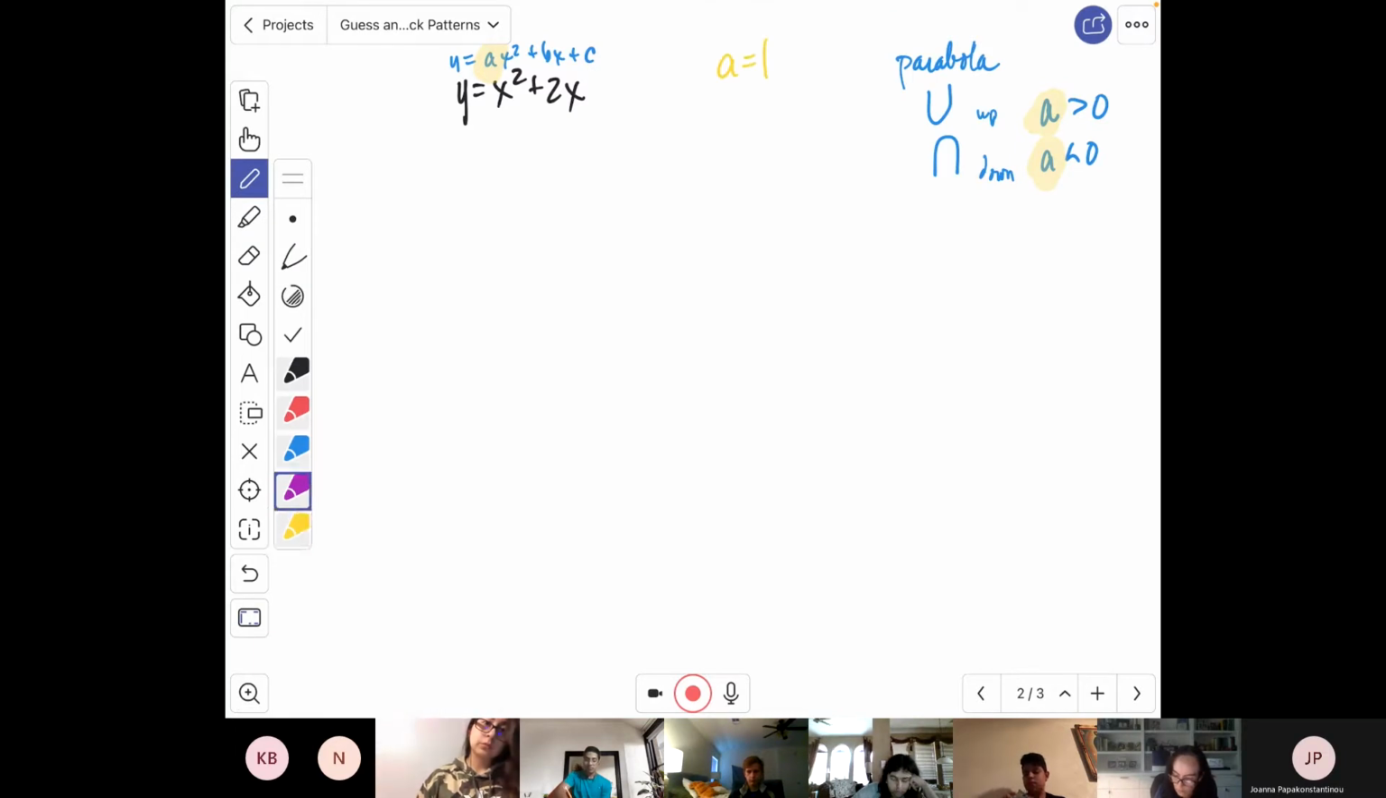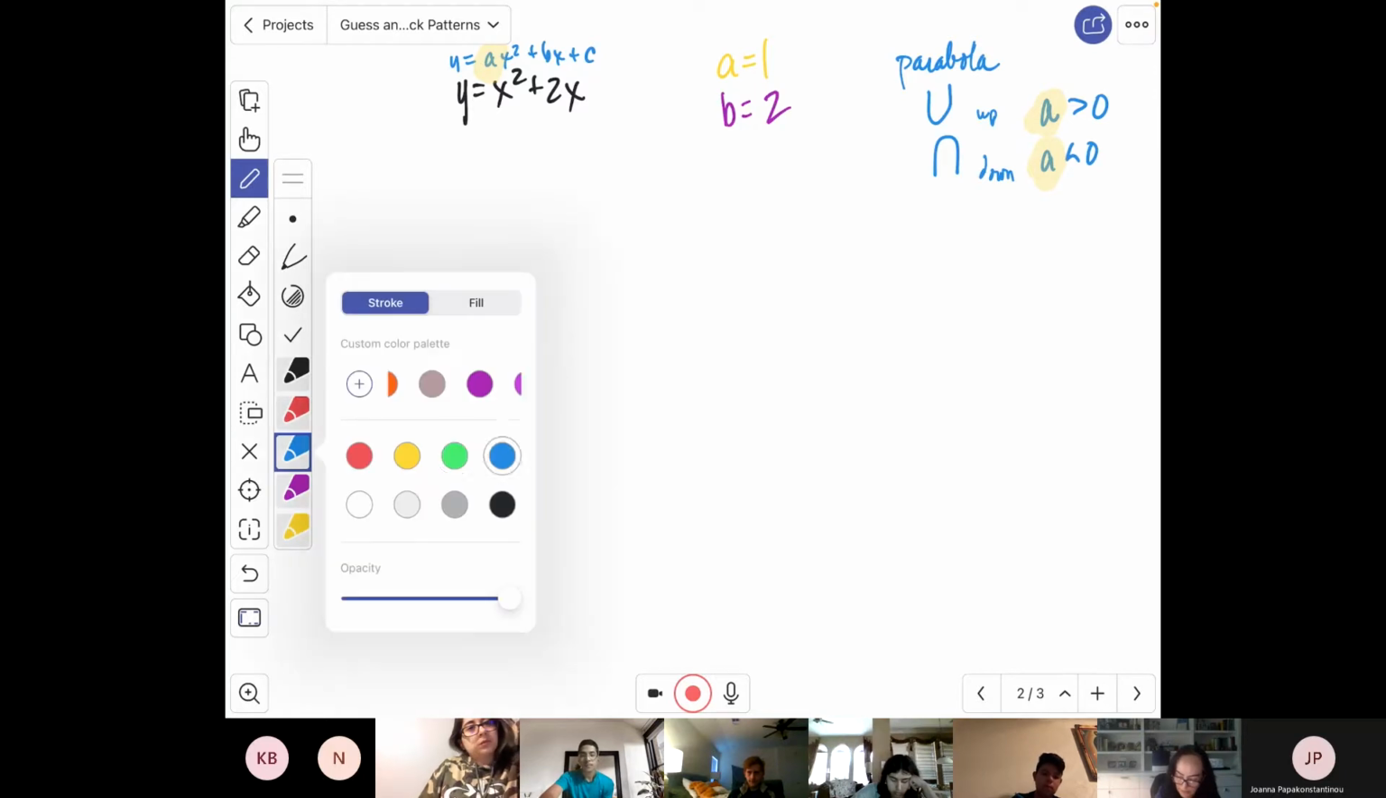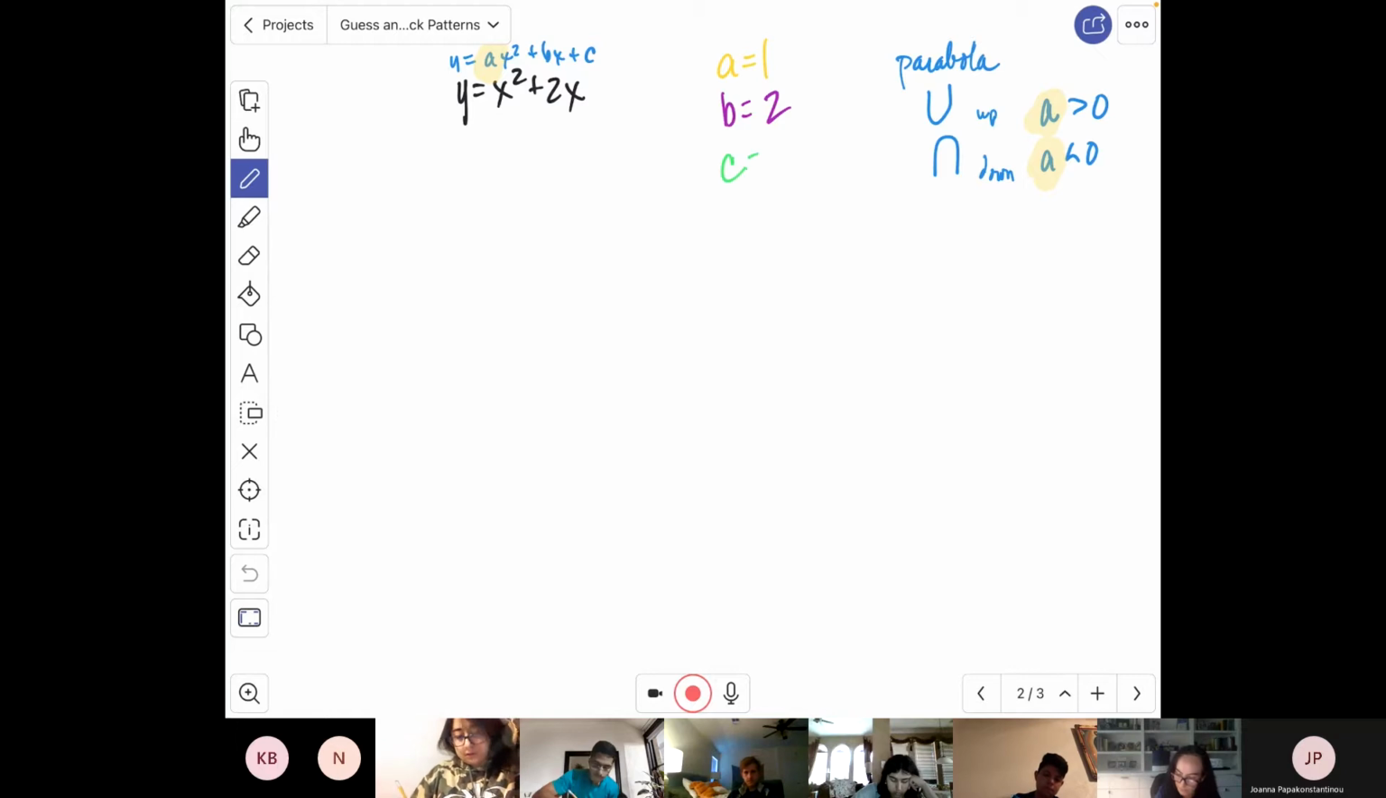B is what? In this equation? What's B? 2. And what is C? 0. Very good. Okay, so I have a quadratic equation. I recognized it was quadratic because the highest degree of x is 2. I know its graph is going to be a parabola. I know it's going to open up in this case because A is positive. A is 1. So at the end of the graph, that should be true.